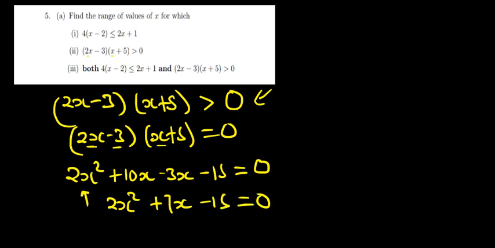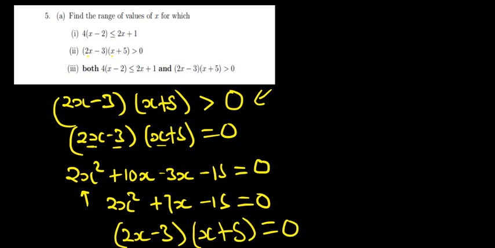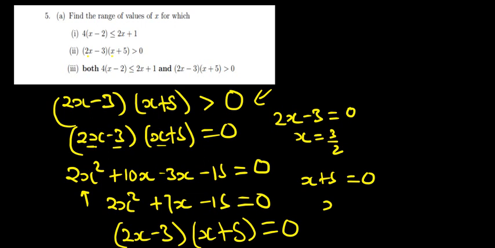So from there we can find the factors. How do we find the factors? It's just going to take us back to this when we factorize it. So there's no need to expand it. So (2x minus 3)(x plus 5) equals 0. When I equate 2x minus 3 to 0, I'm going to get x equals 3 over 2. And when I equate x plus 5 equals 0, I'm going to get x equals minus 5.